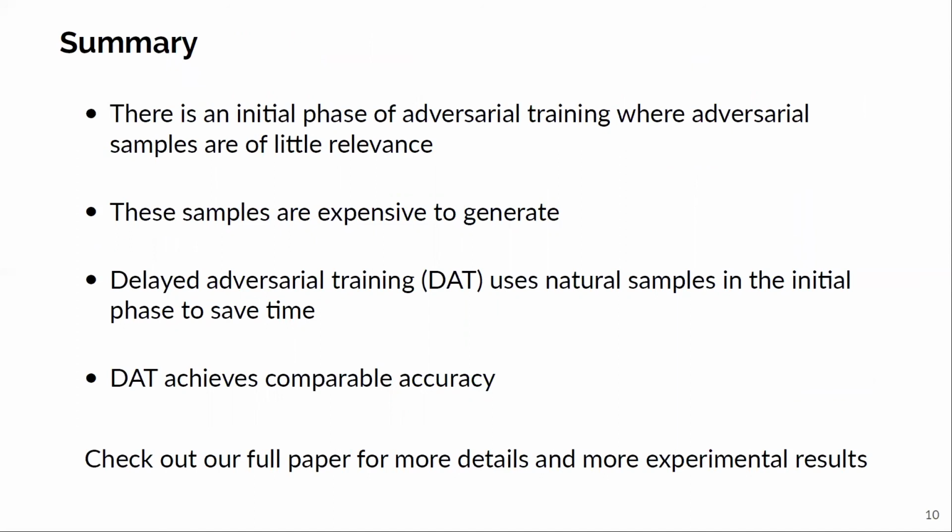So in summary, there's an initial phase of adversarial training where adversarial samples are of little relevance, and we can use delayed adversarial training by delaying when we start to use these adversarial training samples to get significant time savings and comparable accuracy, or in some cases actually even better accuracy due to better generalization.